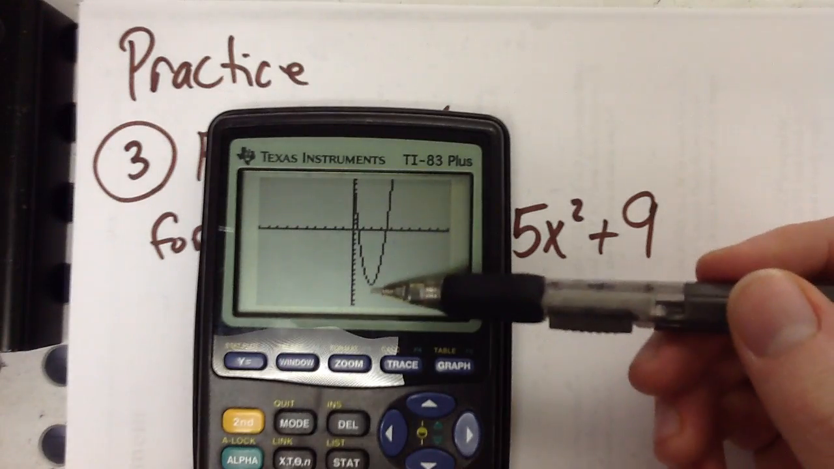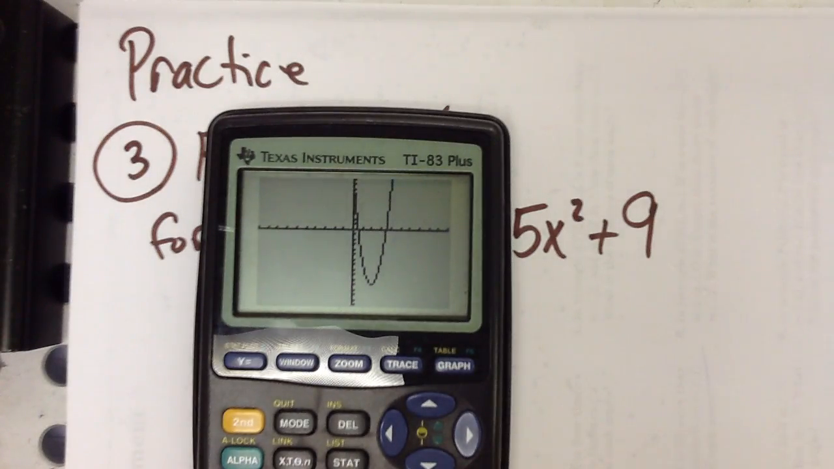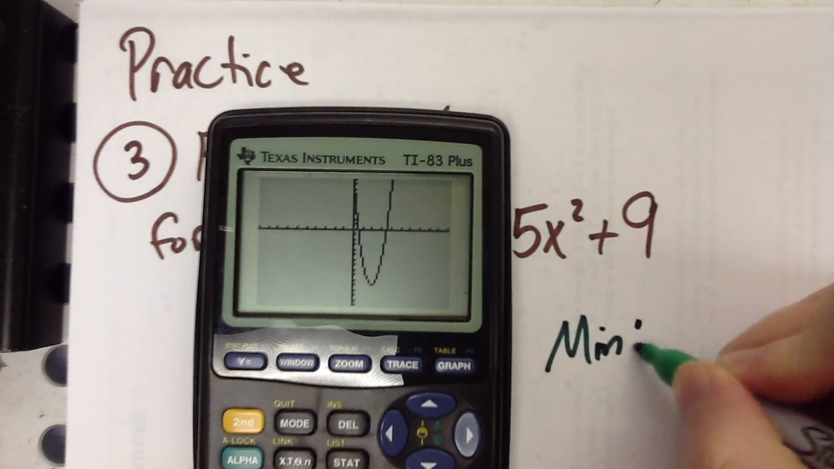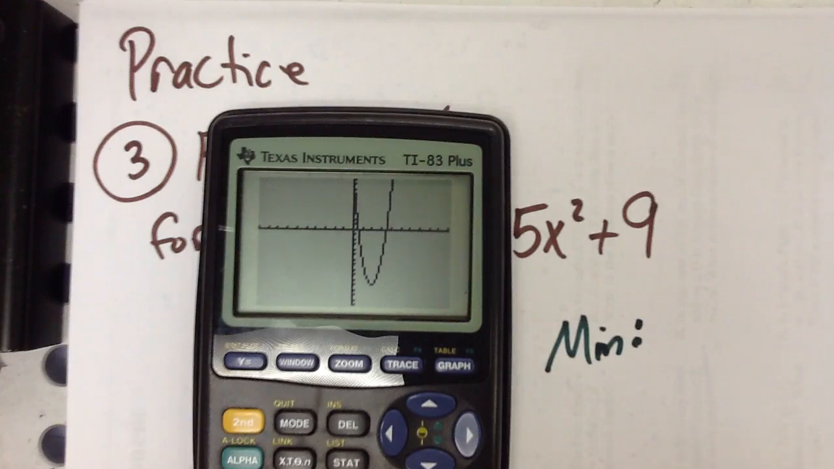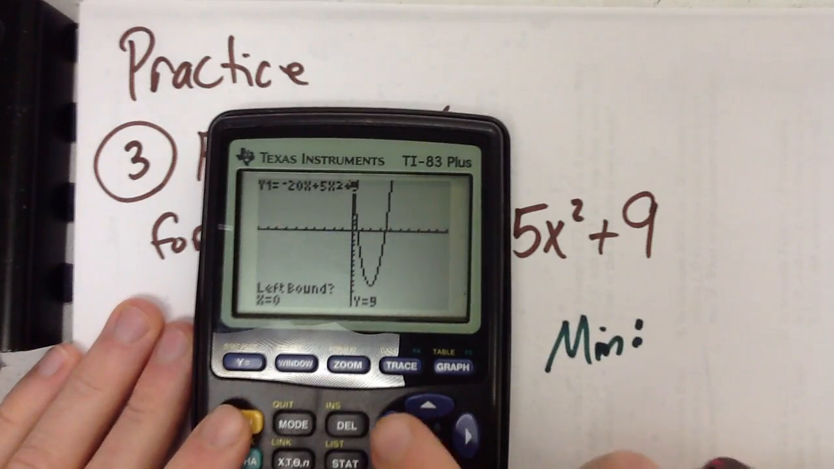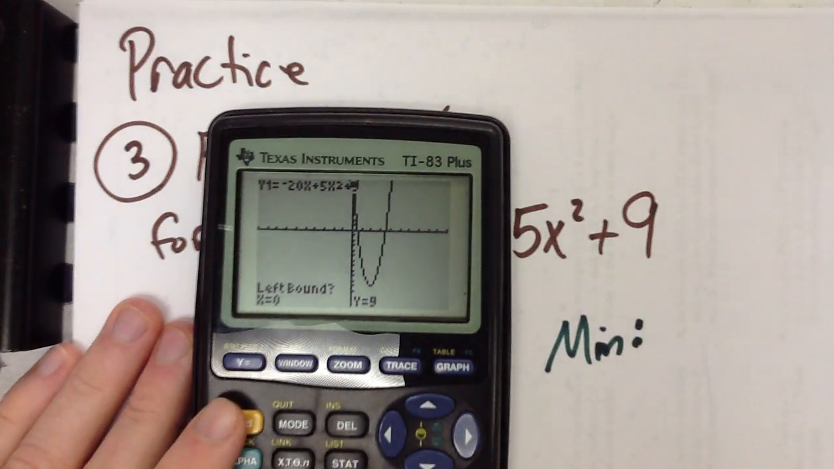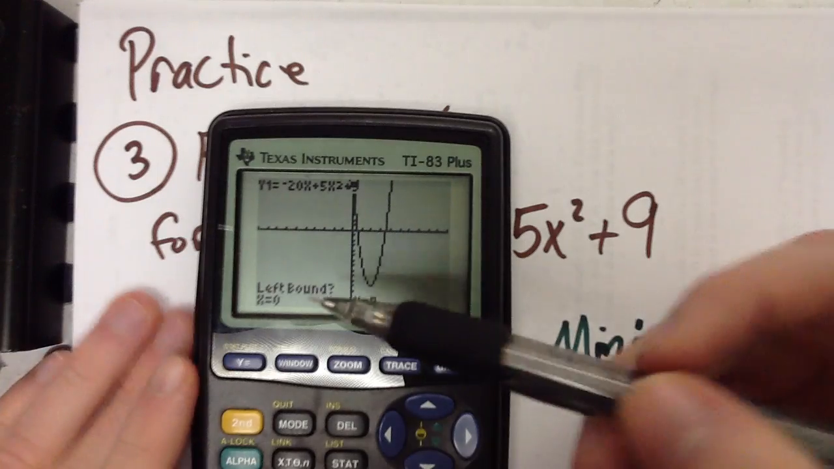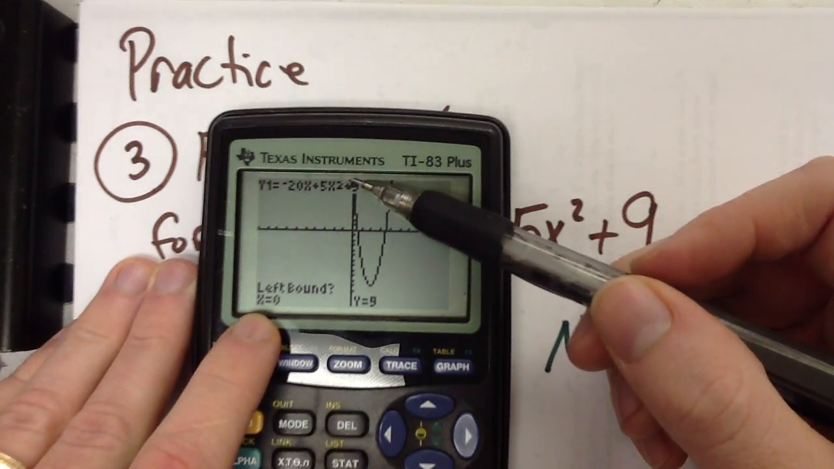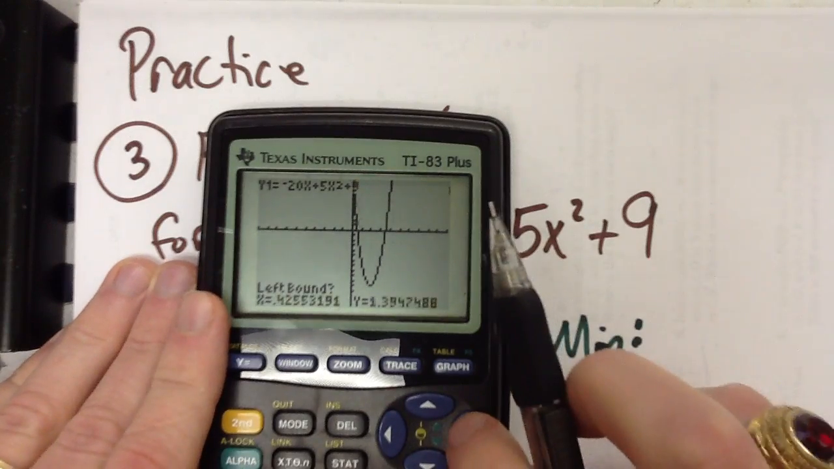All right, so minimum definitely showing up here. I'm going to go ahead and just say minimum, get my paper ready. If you want to give the x coordinate too, you can, but really all I need is the y right now. So minimum, left bound. Now, I don't see an x. It's not showing up. So look down here. It's at 0, 9. That puts it up here somewhere. I need to come right. So hit the right button until it shows up.